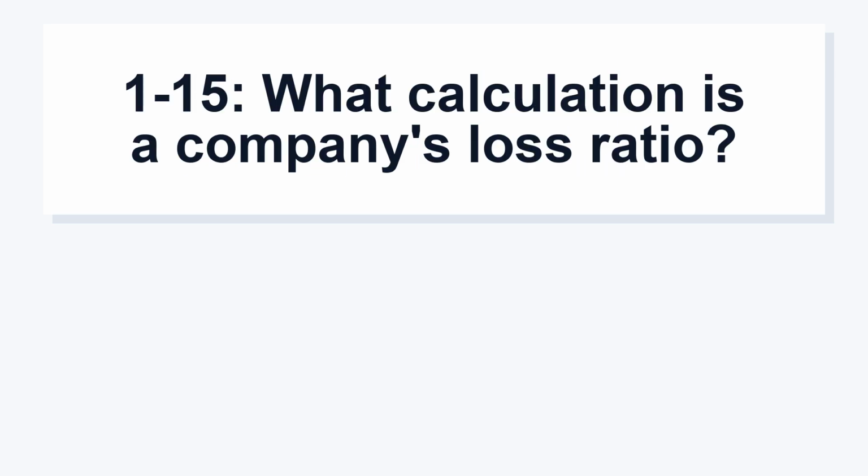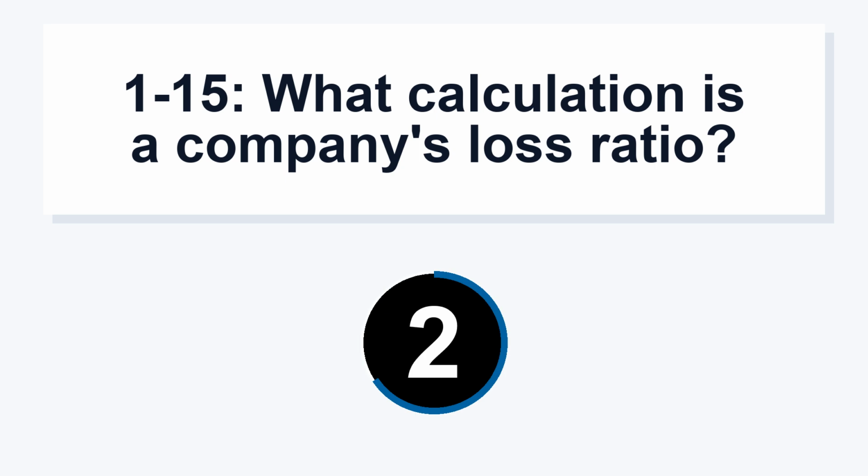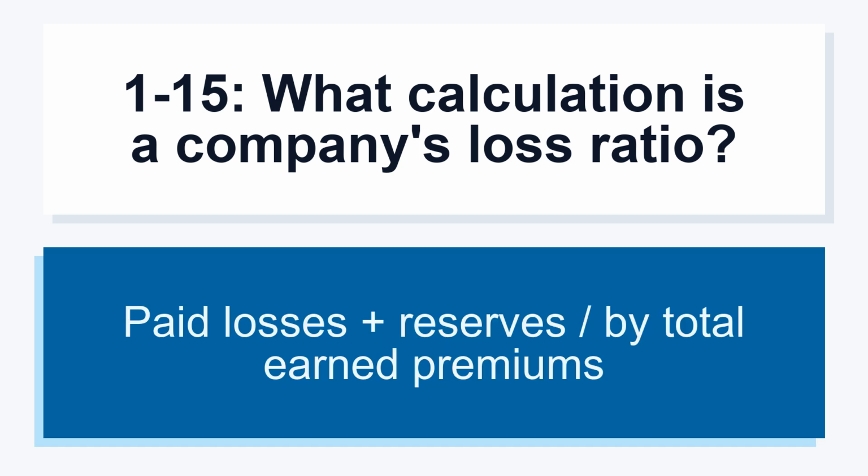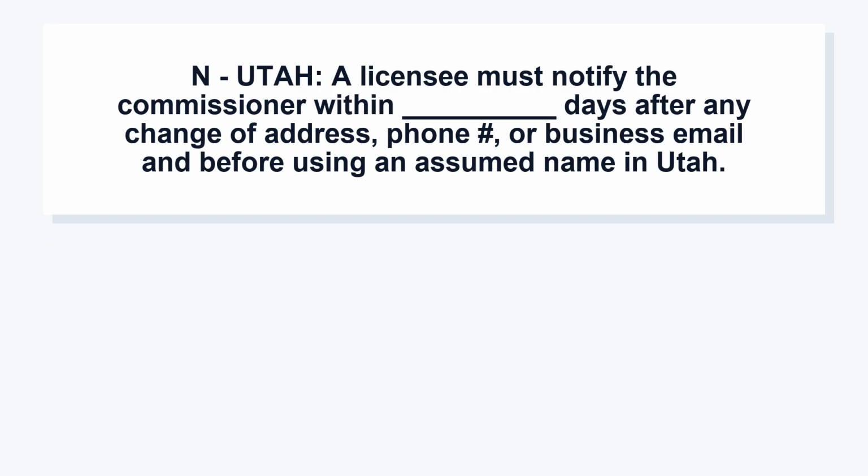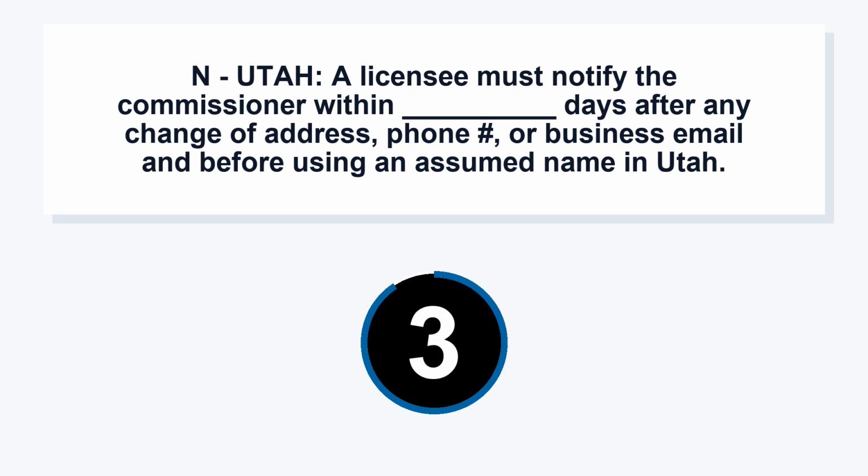What calculation is a company's loss ratio? Paid losses plus reserves divided by total earned premiums. Utah, a licensee must notify the commissioner within ___ days after any change of address, phone number, or business email and before using an assumed name in Utah.